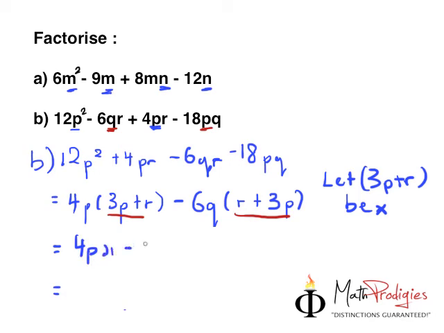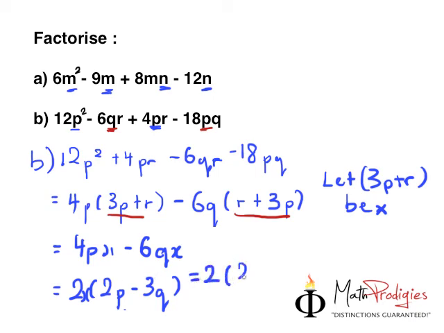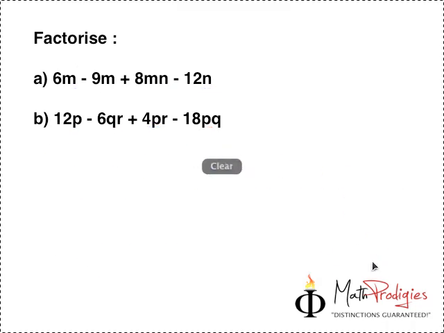So 4px - 6qx, in other words. And hence you can take out 2x, and you get 2x(2p - 3q). And then you just change it back to 3p + r. And hence you'll get the answer of 2(2p - 3q)(3p + r), which is the same thing. So if you got it right, give yourself a high five. You are a math prodigy. Good job.